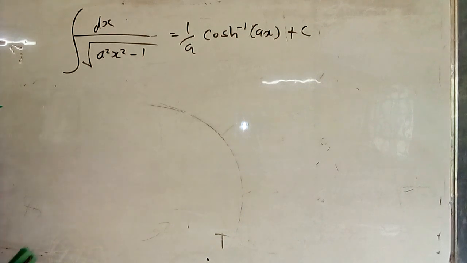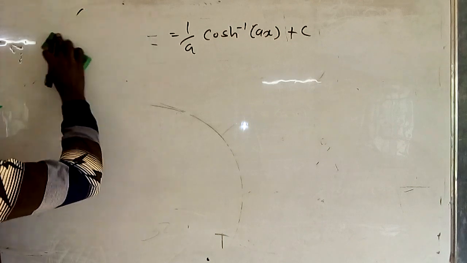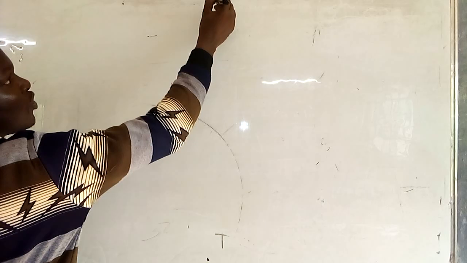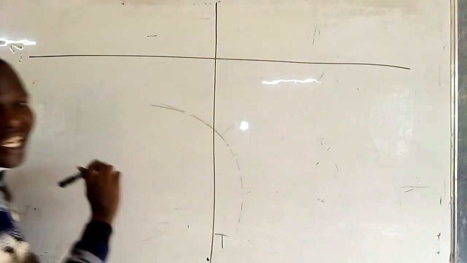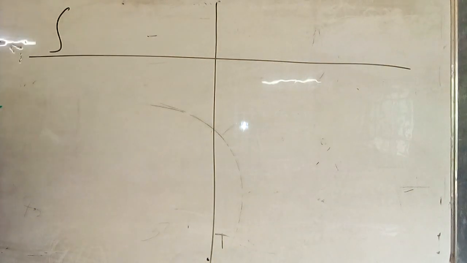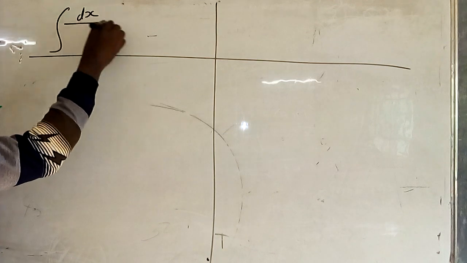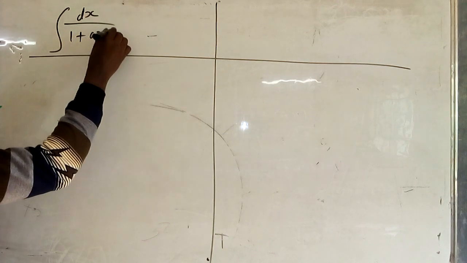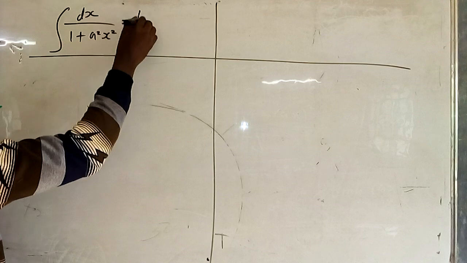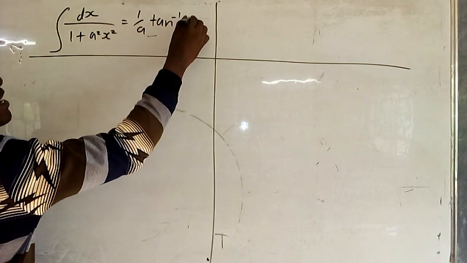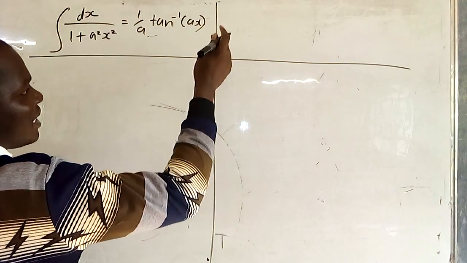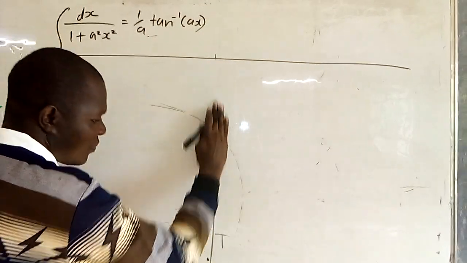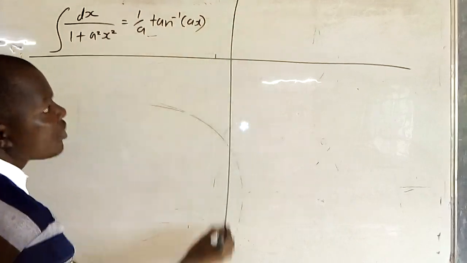So, can you now list for me the standard integrals we've derived? I want to divide it into two: trigonometric and hyperbolic. So trigonometric, we found that if you integrate dx over 1 plus a squared x squared, you get 1 over a tan inverse of ax, plus c, of course.